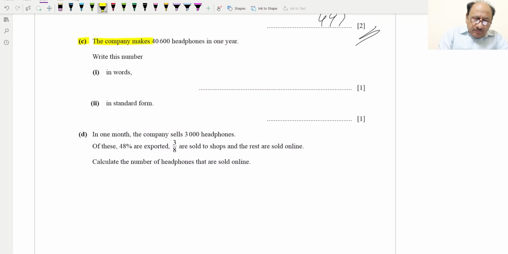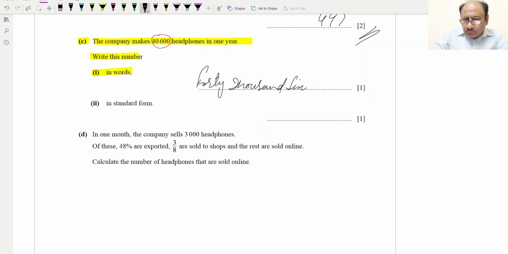Now part C. Part C says the company makes this many headphones in 1 year. Write this number in words. So this is 40,600. This is for 1 mark.